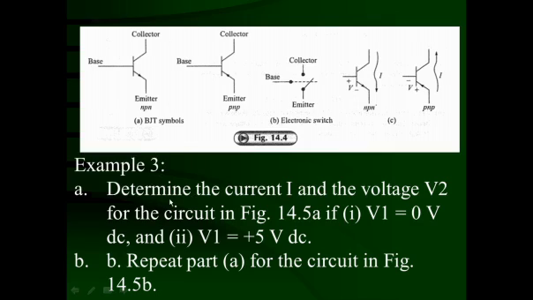Example number 3. Determine the current I and the voltage V2 for the circuit in figure 14.5a, if the input voltage V1 is equal to 0 volt DC and if the input voltage V1 is equal to plus 5 volt DC. Repeat part A for the circuit in figure 14.5b, that is for PNP transistor. We will see the circuit.